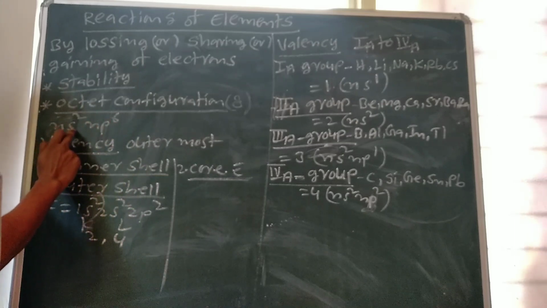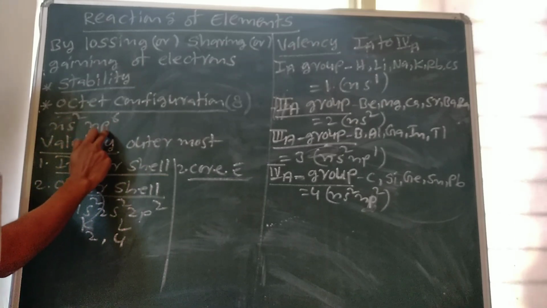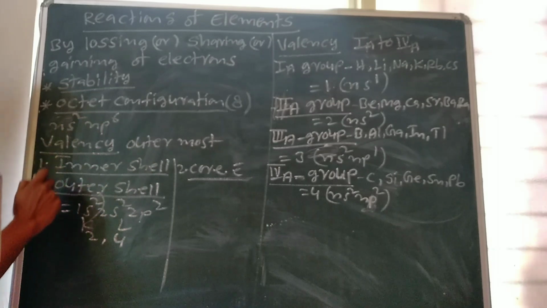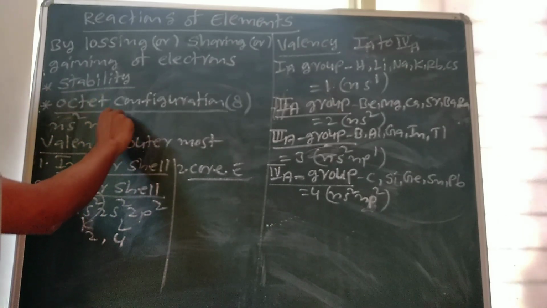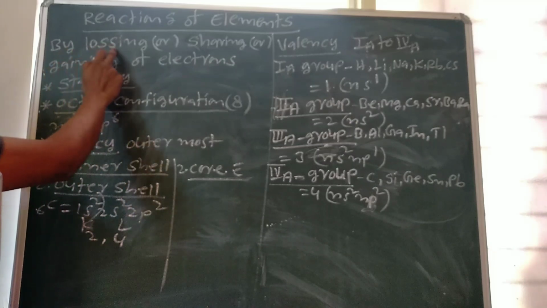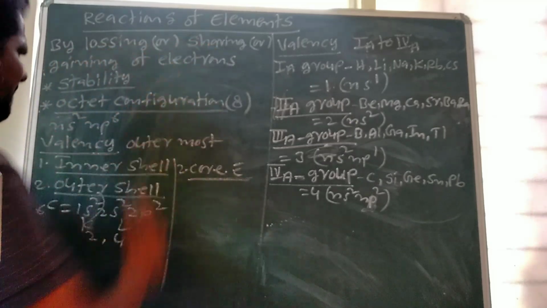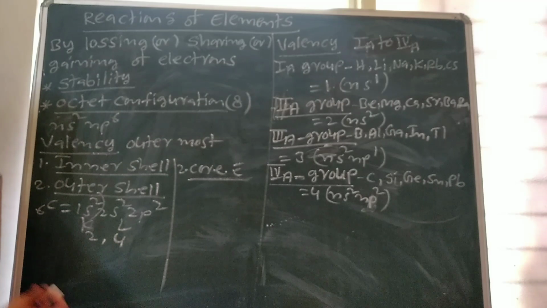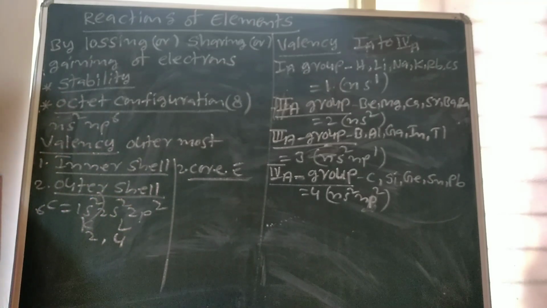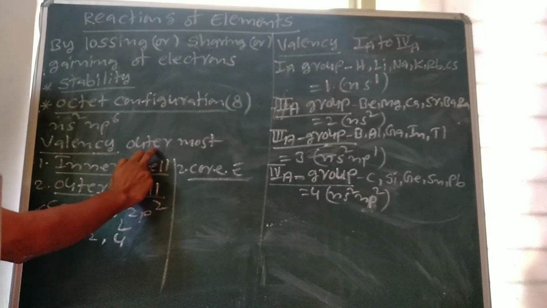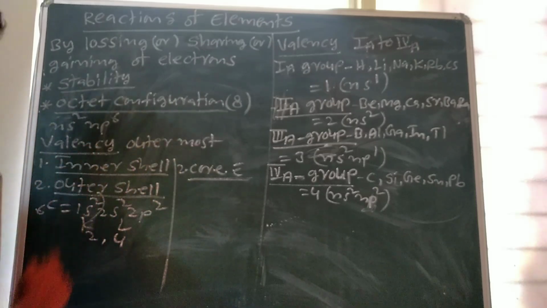ns2np6. 2 electrons are present in the s orbital, 6 electrons are present in the p orbital. 2 plus 6 equal to 8. Any element gets an octet configuration by losing, gaining or sharing of electrons. So the chemical reactivity of any element depends on valency electrons. So the number of electrons present in the outermost shell is called valency.